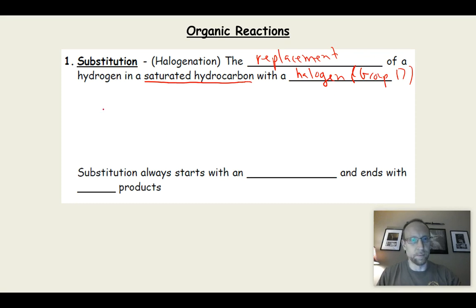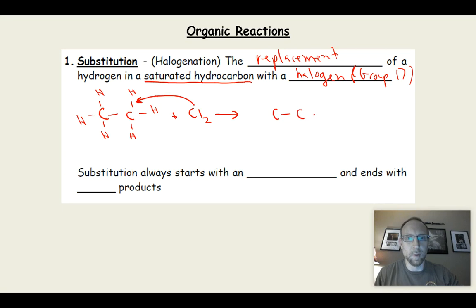Let's say we have this plus Cl2. What do we get? All right, so what happens here is this chlorine will come over and break a bond, knock out an H, and replace it. So what are we left with? Now we're left with 2 carbons and our hydrogens, right? But now we knocked out that hydrogen and replaced it with a chlorine. So that's halogenation. We're replacing a hydrogen with a halogen.